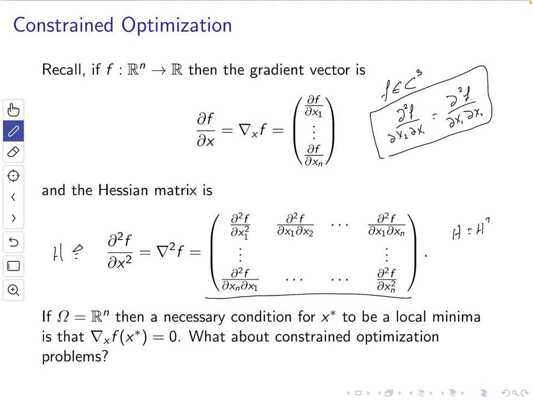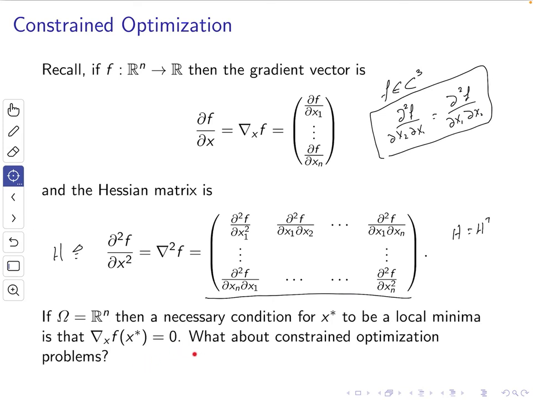All right, so in the unconstrained case, when omega is equal to Rn, a necessary condition for x star to be a local minimum is that the gradient is 0. And a sufficient condition is that the Hessian is positive definite. That would be for a local minimum. And for a local maximum, it would be that the Hessian is negative definite.